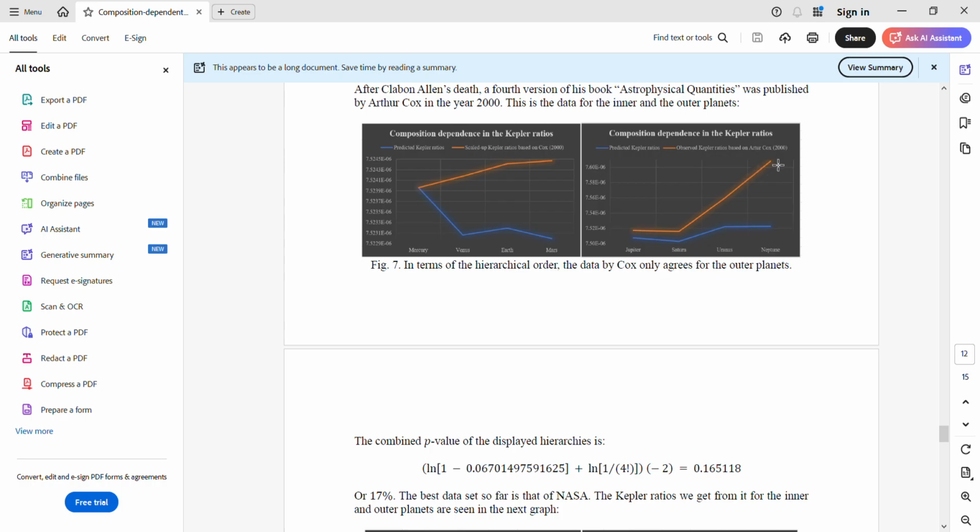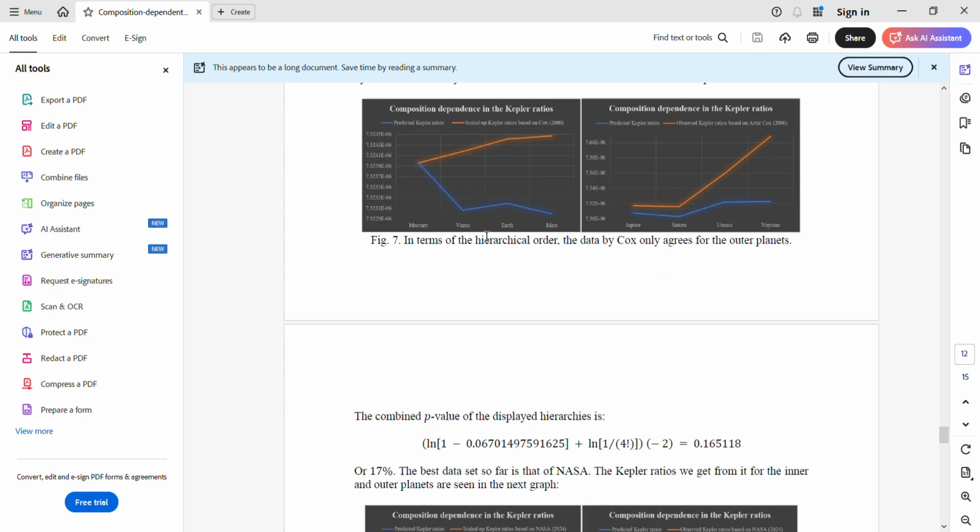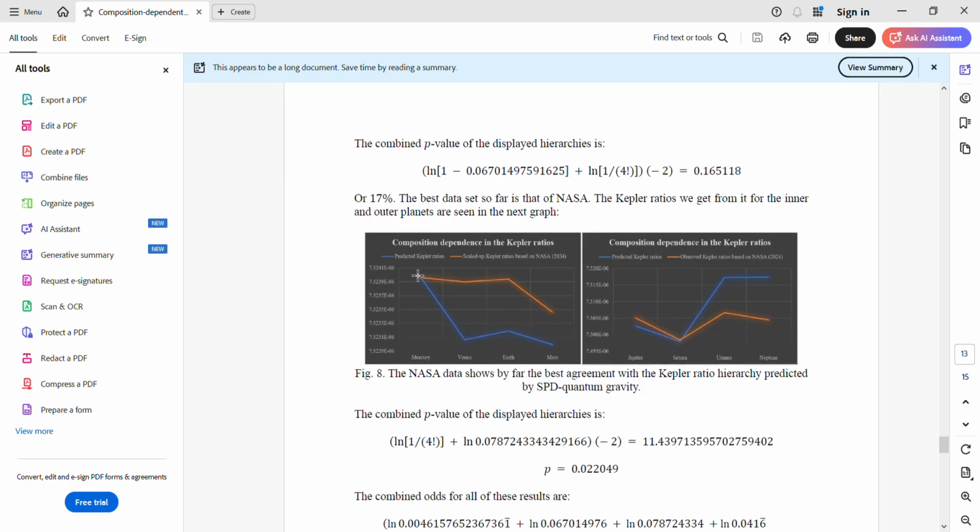Here we have Arthur Cox 2000. He wrote the fourth edition of Allen's Astronomical Quantities, because Allen had already passed away. So here we see the hierarchy is correct, but here it doesn't fit at all. But for the NASA data, it is the best.